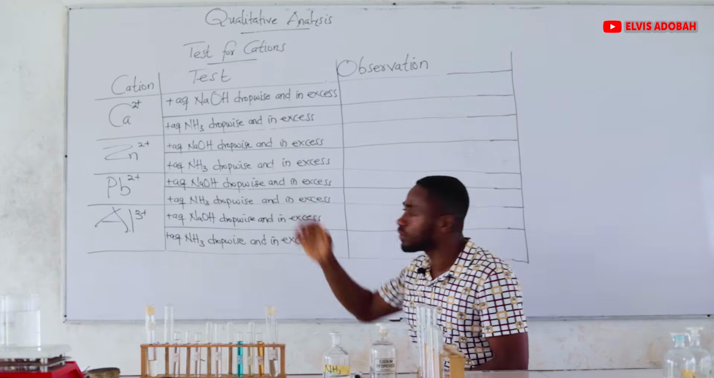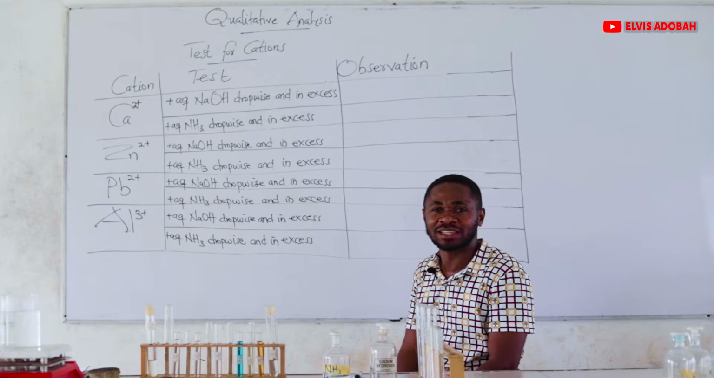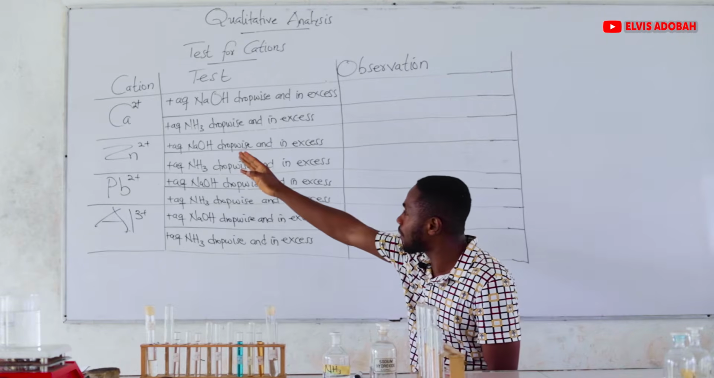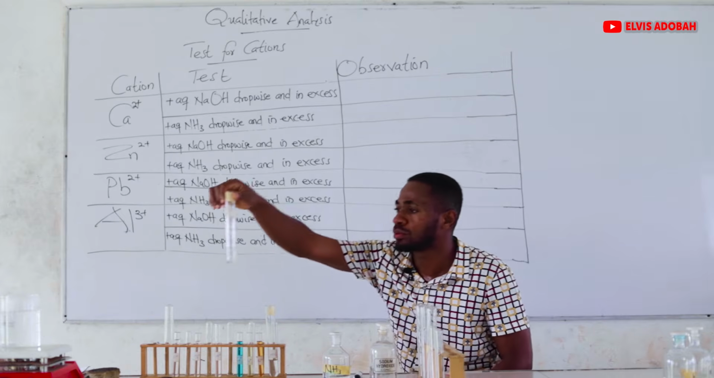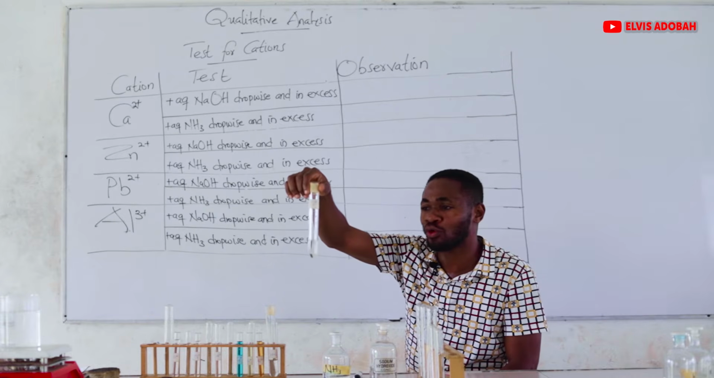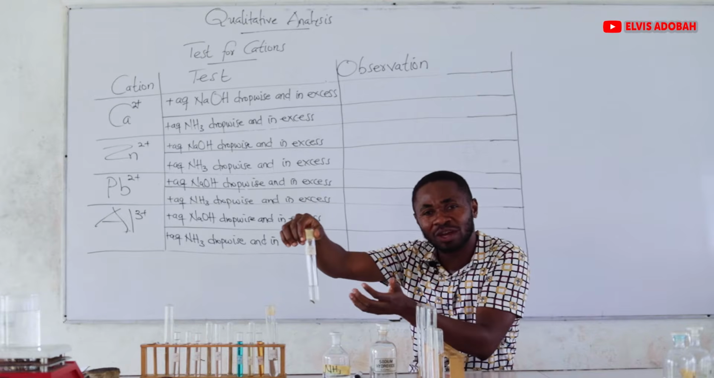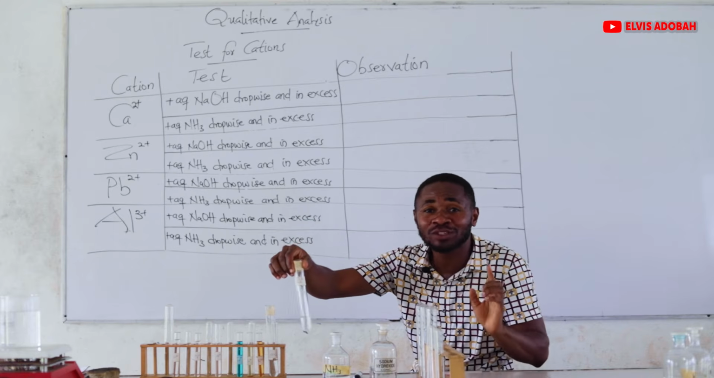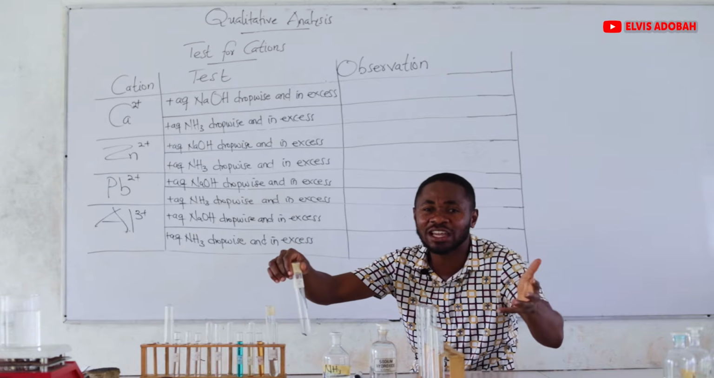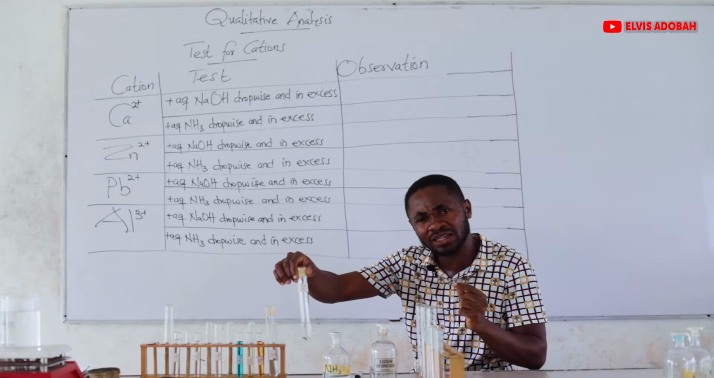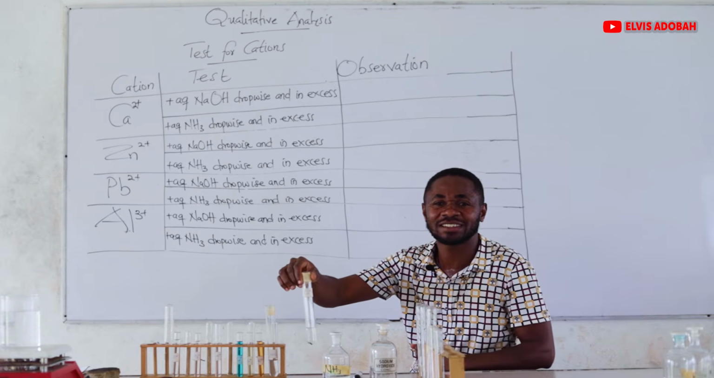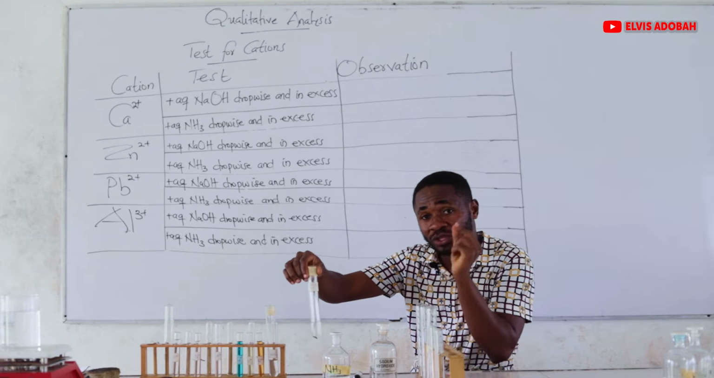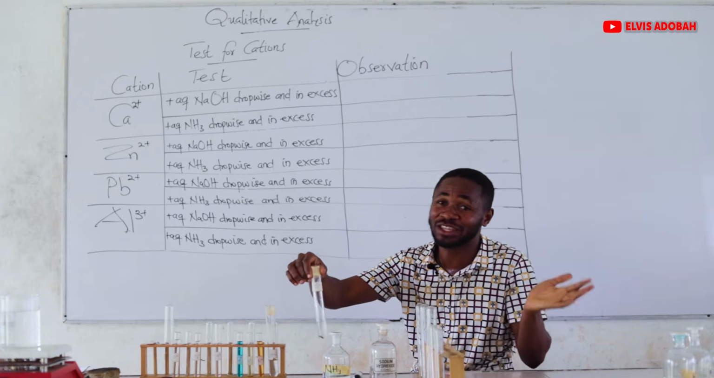Now, let's delve into our first cation and see how the test is done. The first cation we have on our board is calcium. So, over here, this sample contains calcium ions. What are we going to see if we add aqueous sodium hydroxide dropwise, then in excess? Are we going to see precipitates? What is going to be the color of the precipitate? What is going to be the nature of the precipitate? What if we add more of the sodium hydroxide? Is the precipitate going to stay or is it going to dissolve?